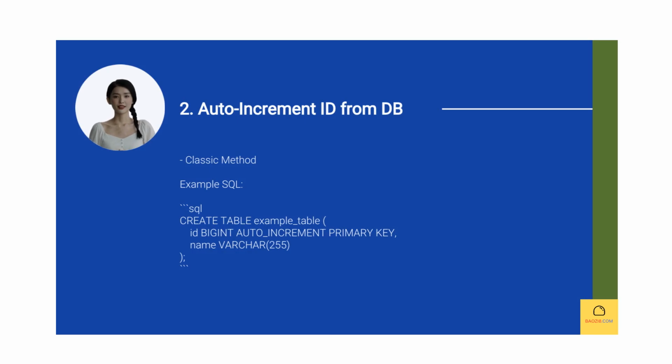Database autoincrement ID is a classic method for generating unique IDs, and many relational databases have built-in auto_increment functionality. Here is an example SQL statement. Whenever a new record is inserted, the database automatically generates an increment ID.